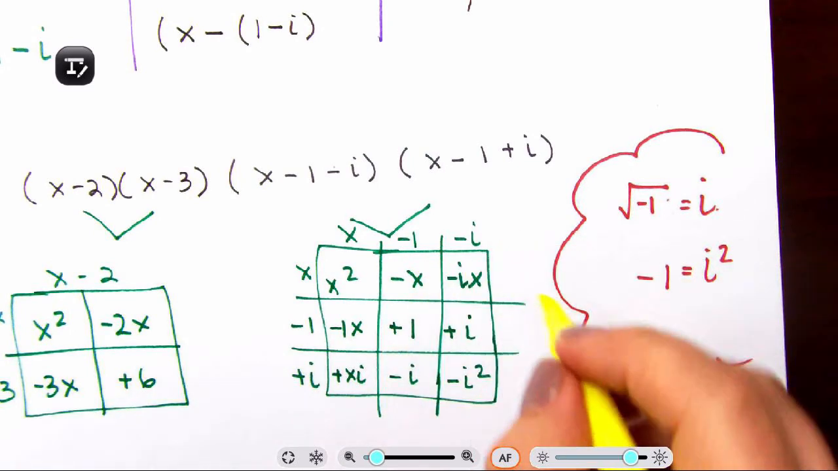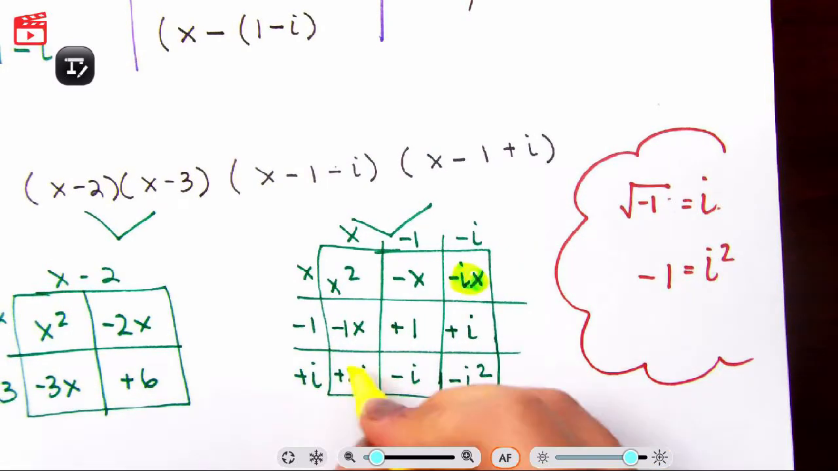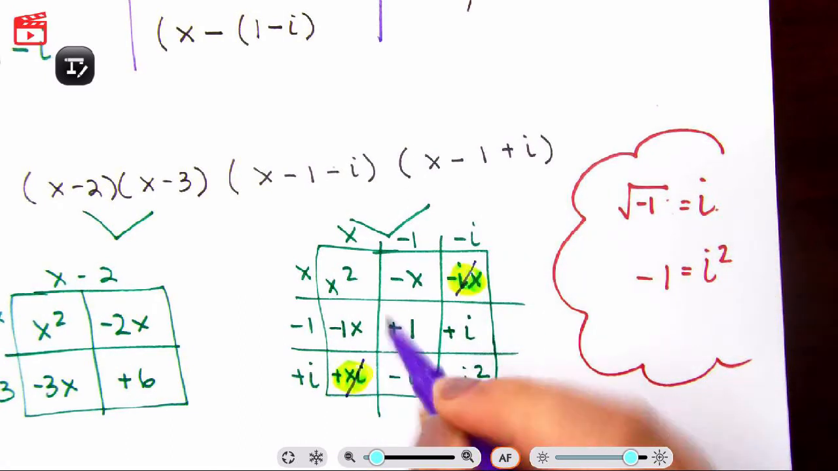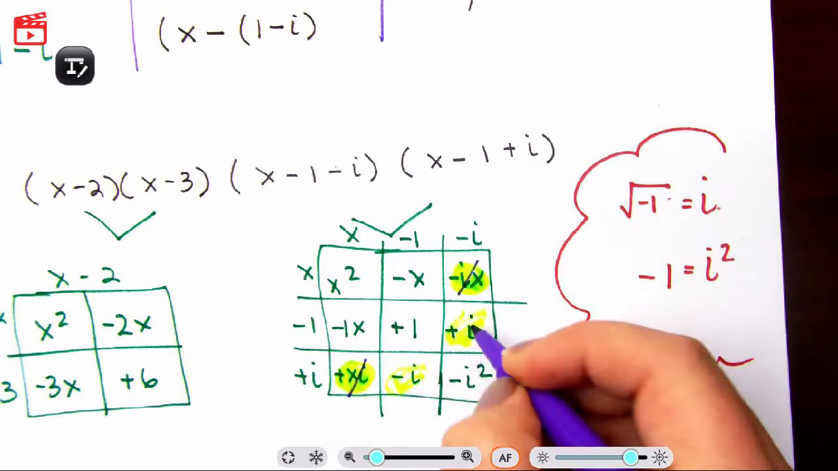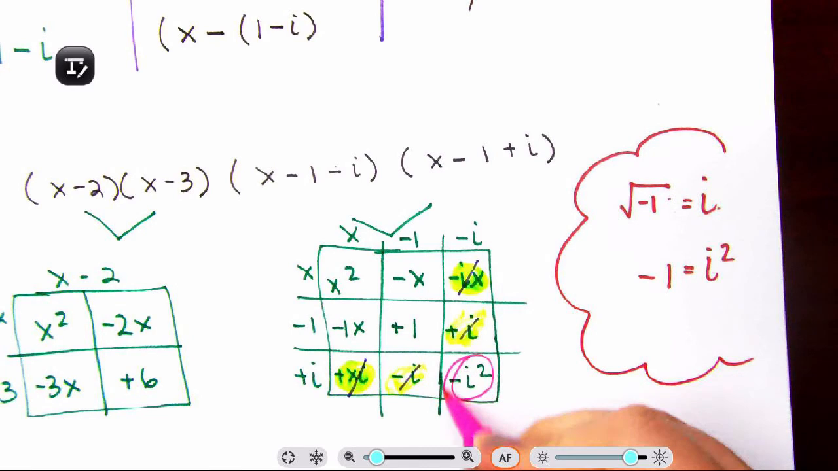I have a minus ix, and I have a plus xi. Because these are the same thing being multiplied, that's okay, we get to cross them out. They go away. Here is a plus i, here's a minus i. They go away. Here's my negative i squared.